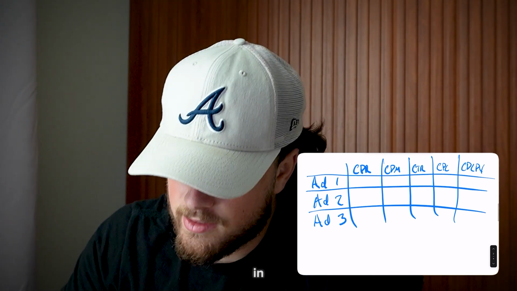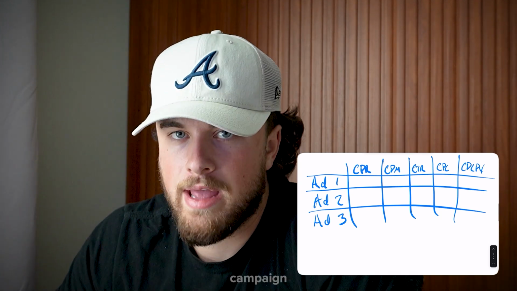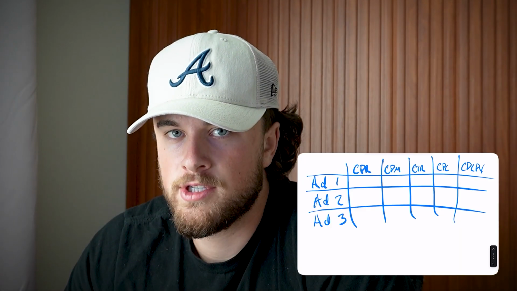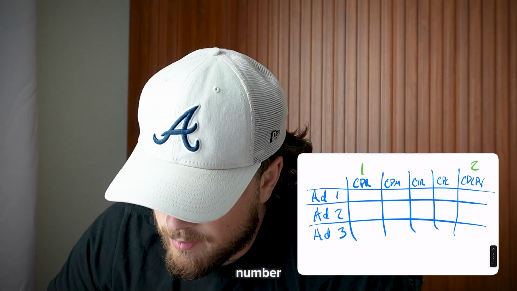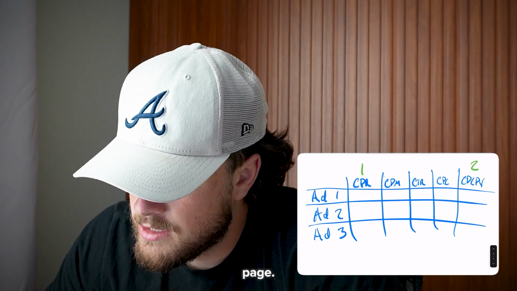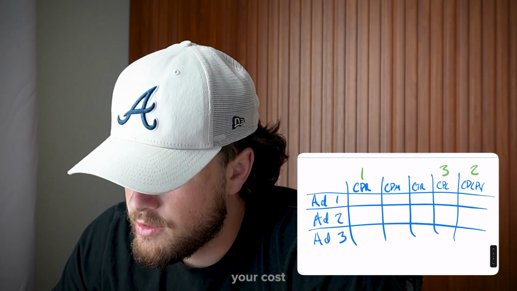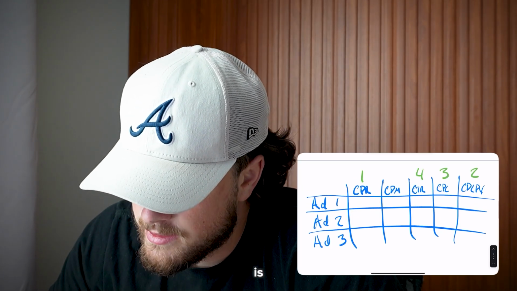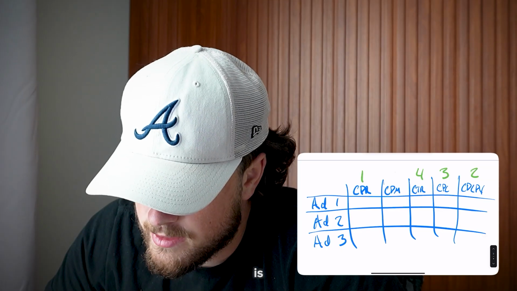Now, if I had to rank these in order of how important they are for your campaign being profitable and which ones you should pay attention to the most, number 1 is going to be your cost per result. Number 2 is going to be your cost per landing page view. Number 3 is going to be your cost per click. Number 4 is your click-through rate, and number 5 is your CPM.